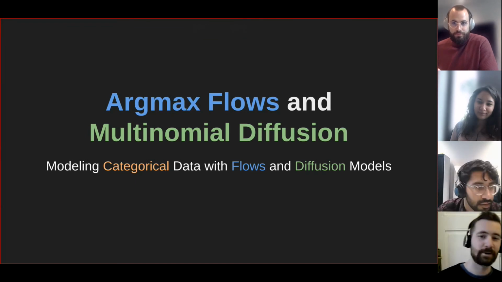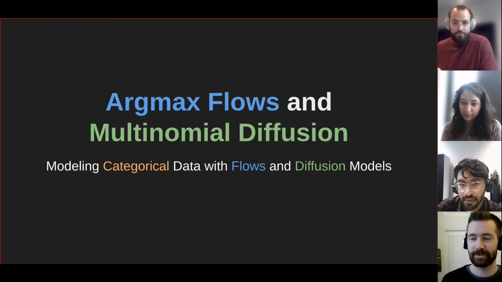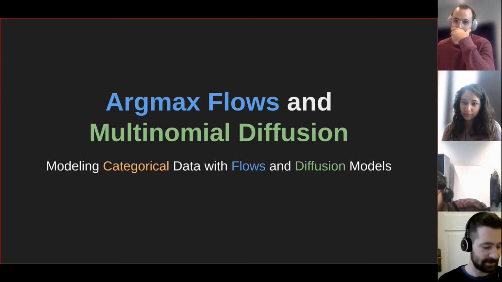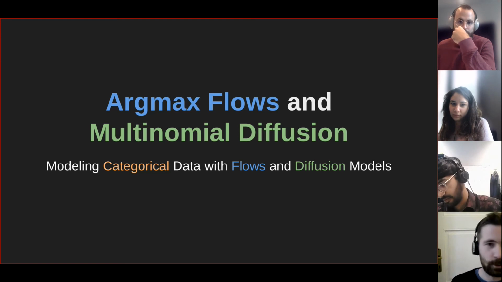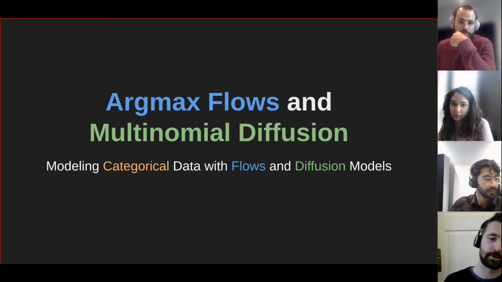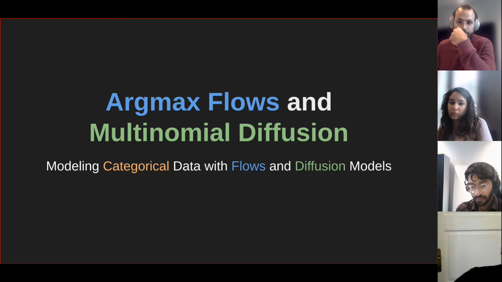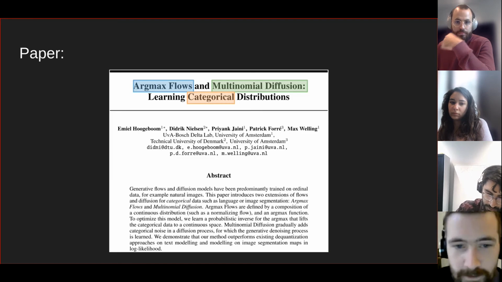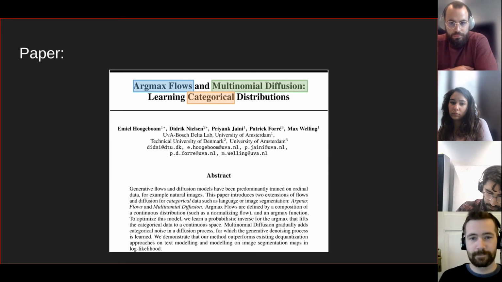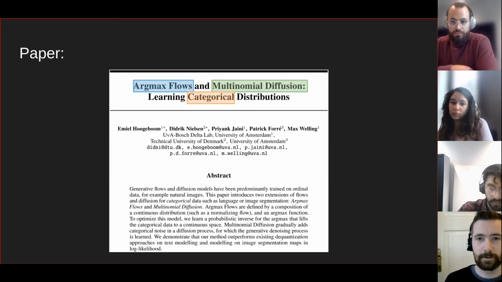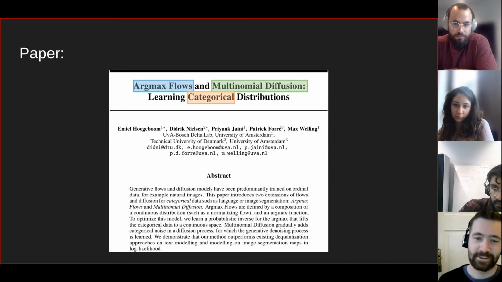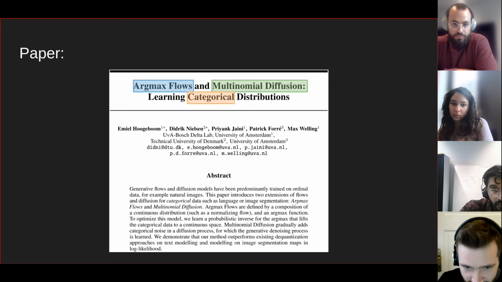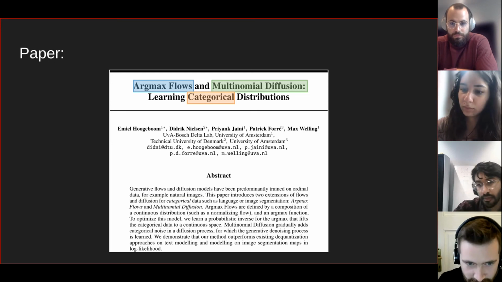So the talk will be about this new paper we have, which was accepted now for NeurIPS this year. It's about Argmax flows and multinomial diffusion, where we model categorical data using flows and diffusion models. Here's the paper, the abstract. Let's try to see what it is about.